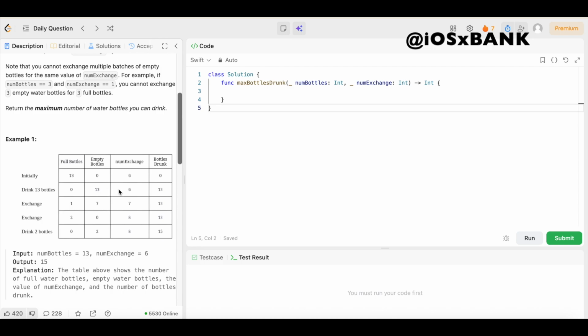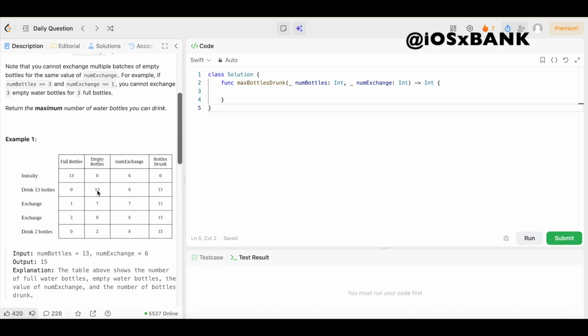So we trade in 6. We have 13 empty bottles. We want to convert these empty bottles into full bottles, but we need 6 empty bottles to exchange for 1 full water bottle. So right now we need 6 empty bottles to exchange for 1 full bottle, and we cannot exchange 12 or 18. We can only do 6 at a time. So boom, that's why we exchange the 6. So now we get 1 full water bottle.